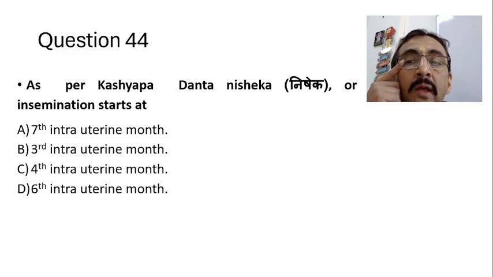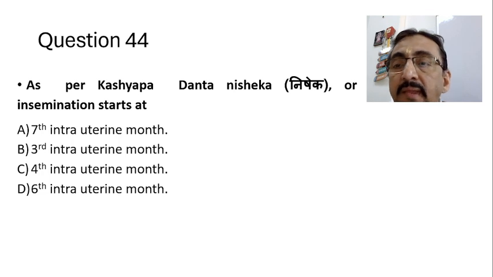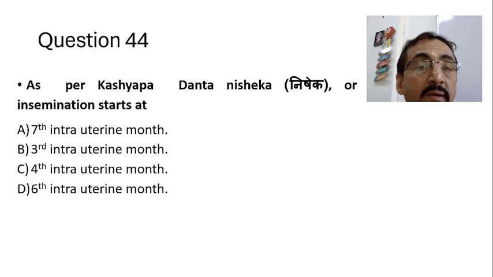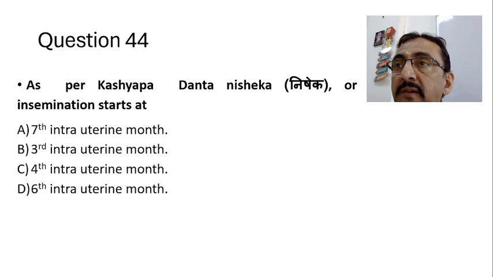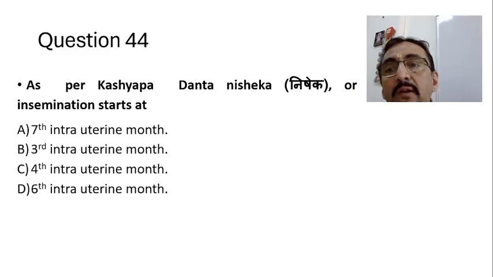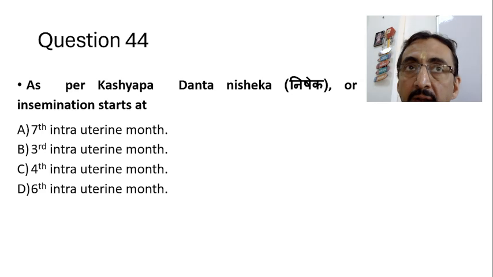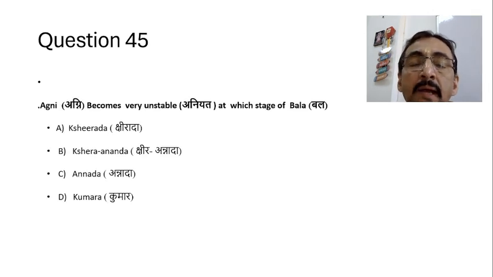Okay, so the question is, as per Kashyapa Samhita, danta nisheka starts at which month? 7th intrauterine month, 3rd, 4th, or 6th intrauterine month? As I told, Chaturte maasi danta nishikto bhavati. Kashyapa very clearly says, in the 4th month of the intrauterine life of the fetus, the nishekha of the tooth buds starts in the gum area or jaw area. It's very clearly told. So the answer is 4th intrauterine month. Come to the next question.